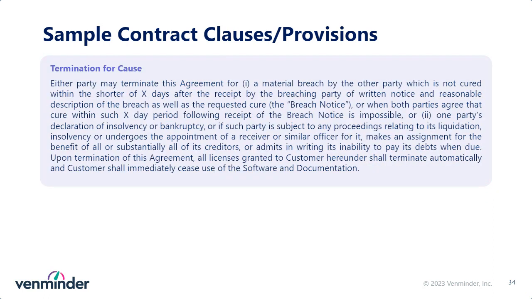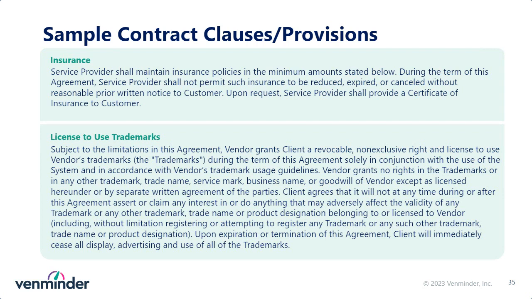So here's a really good one. Of course, there are many ways that a contract can terminate, but here's one around termination for cause. This is pretty good language, pretty common language to see, and talks about breach notification and a cure period. So this is a good one to reference. And then we have a very simple generic insurance clause. I've seen much more robust insurance language than this, with very specific details, but this is a general statement. And then here's one about license to using trademarks.